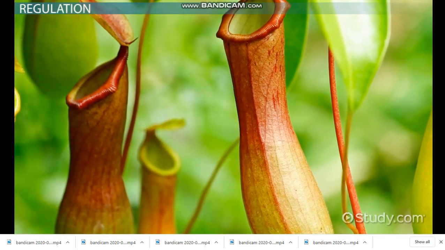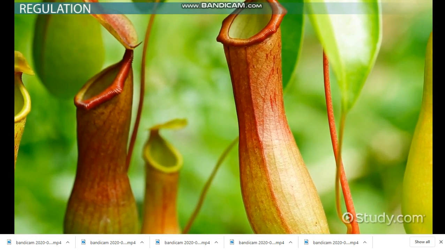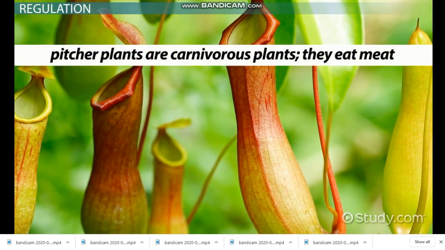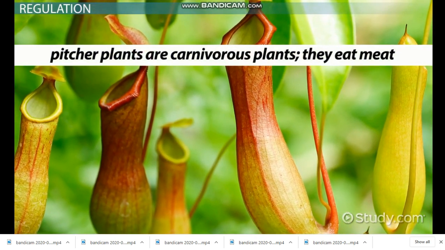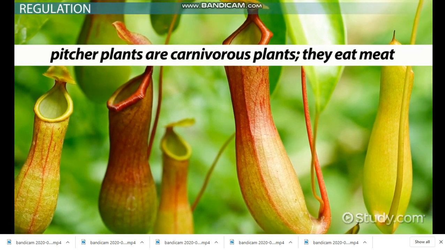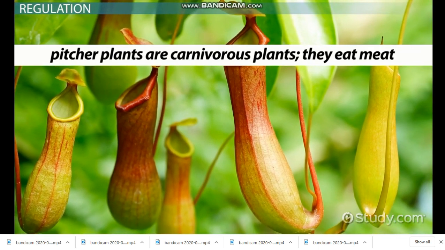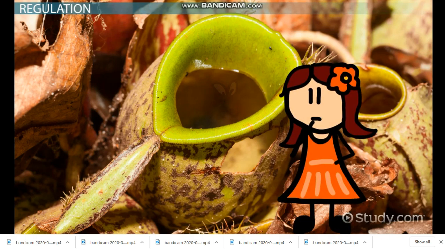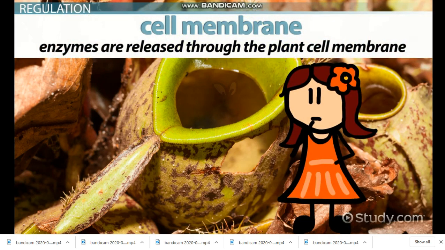Let's look at a unique example of passage through the cell membrane. Have you ever heard of pitcher plants? Pitcher plants are carnivorous plants. In other words, they eat meat. More specifically, they eat insects. You see, when insects enter the pitcher plant, they often get stuck in the bottom. The pitcher plant then secretes special chemicals called enzymes to digest the insect. Guess where these enzymes come from? That's right, they are released through the plant cell membrane.